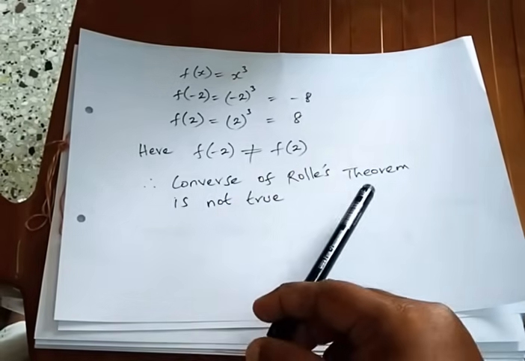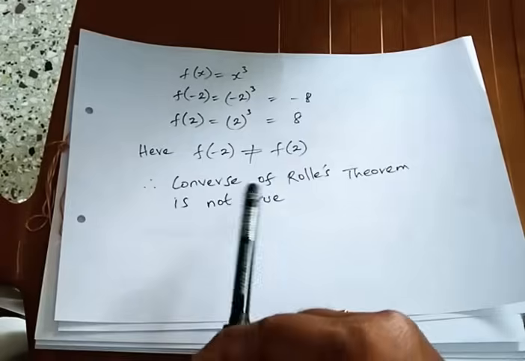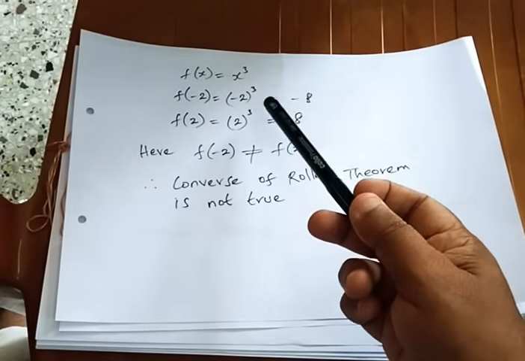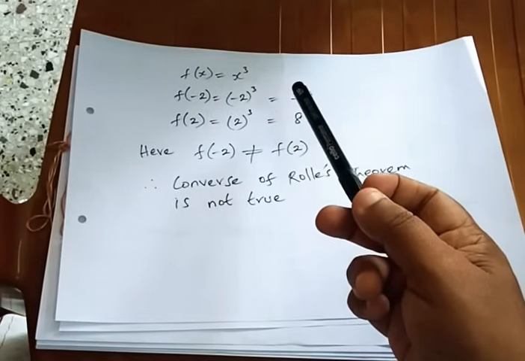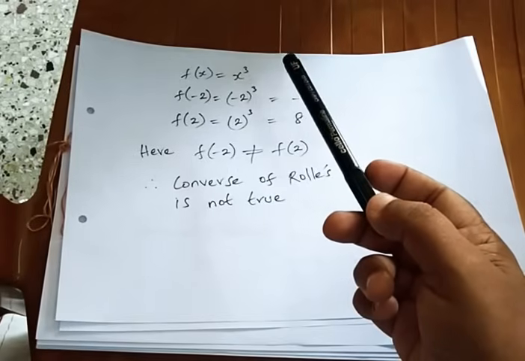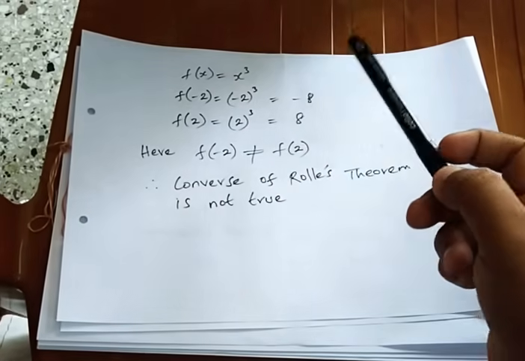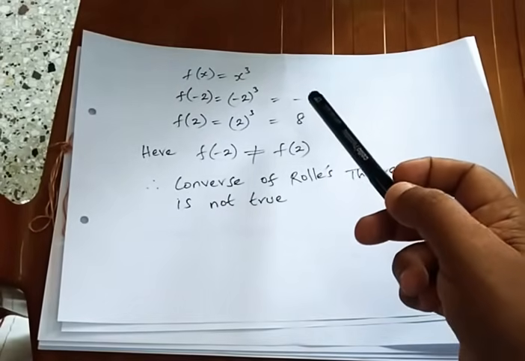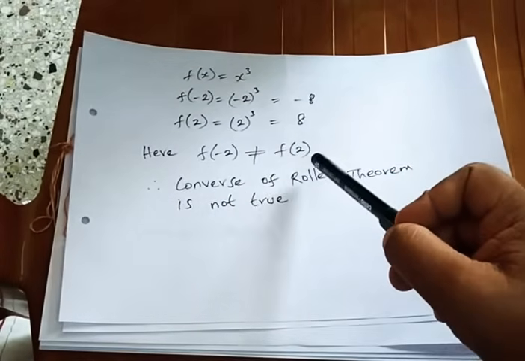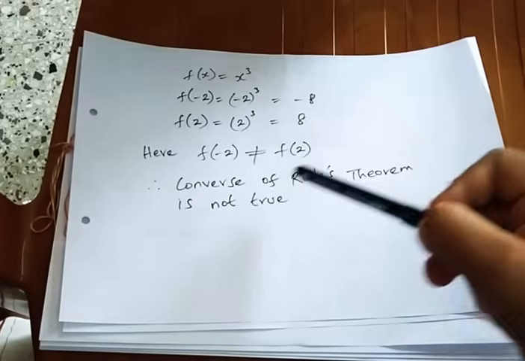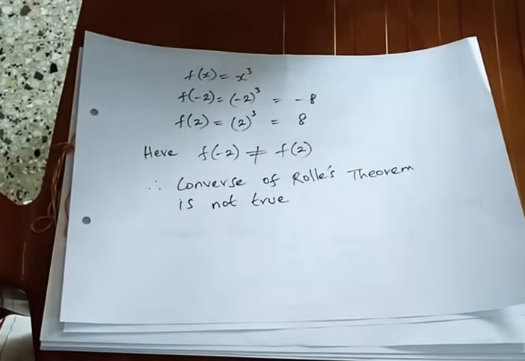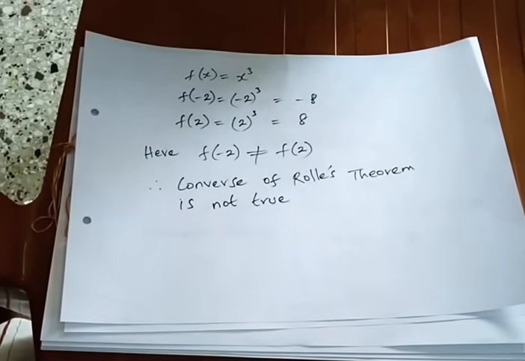So the converse of Rolle's theorem is not true, because in this problem the function is continuous, differentiable, and also f dash of c exists and the point c belongs to (-2, 2), but f of a is not equal to f of b. So the converse of Rolle's theorem is not true. I hope you understand this problem. Thank you.